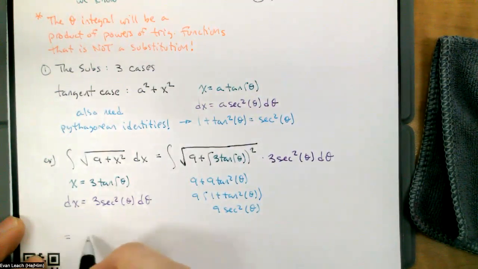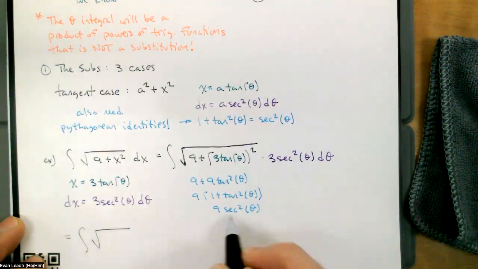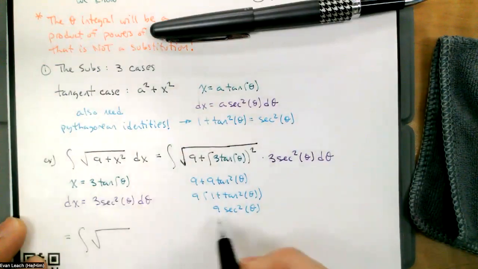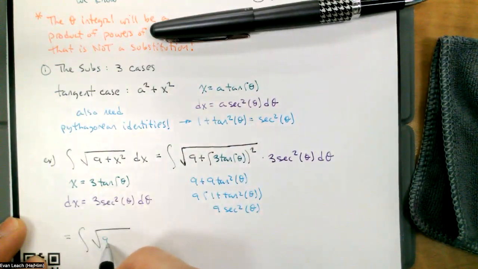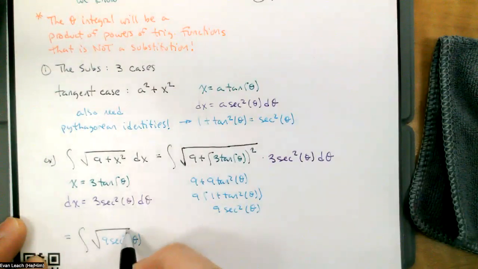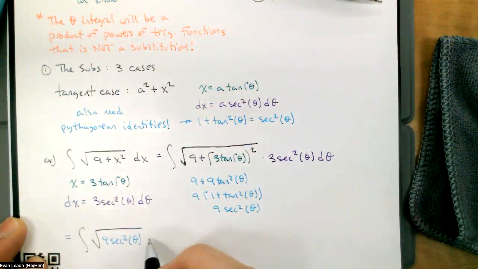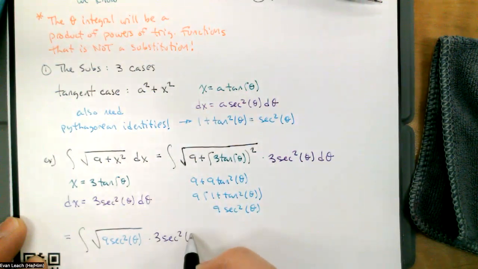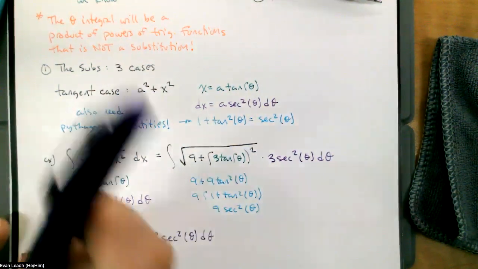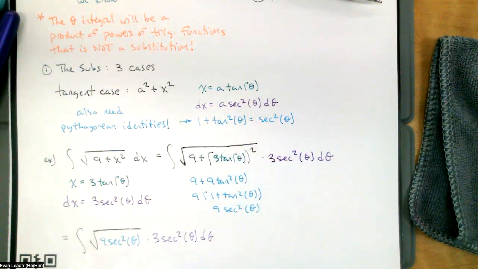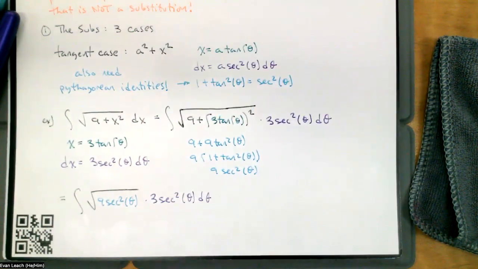So our integral now looks like the square root of 9 secant squared theta. This 9 secant squared theta is from in here, from the quadratic form that triggered this entire process. I suppose I could pull this. I'm just going to leave it there. Once again, the point of doing the trigonometric substitution is to pull these two terms into one term with a Pythagorean identity.